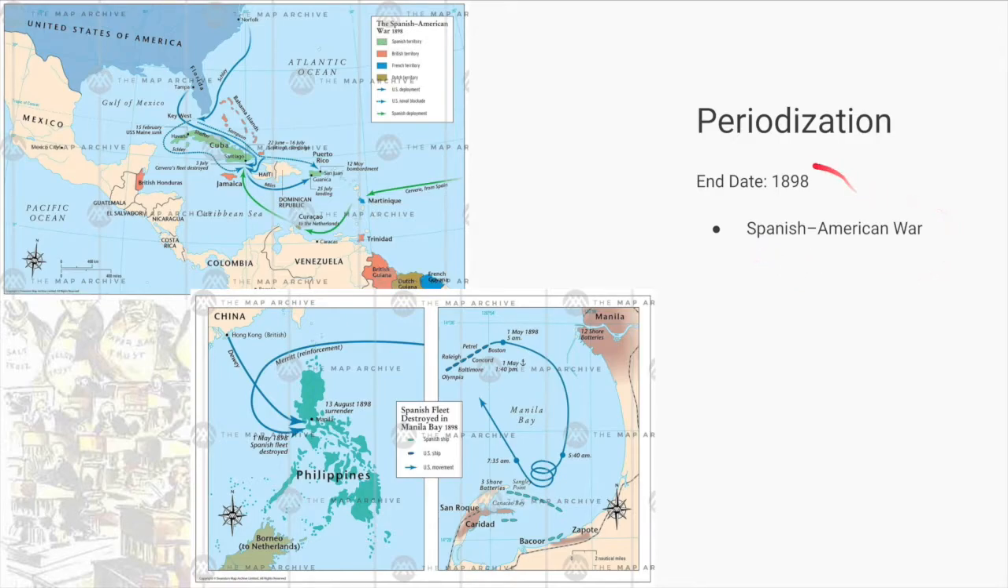Obviously, this is a major turning point in U.S. history because this is when we become an empire, a proper empire with territory overseas. So that is very essential.